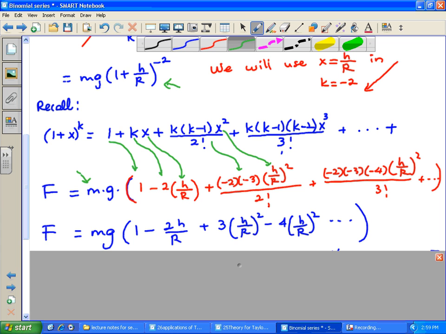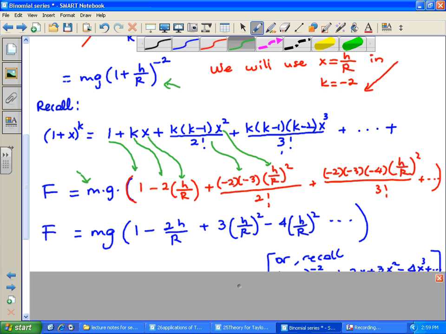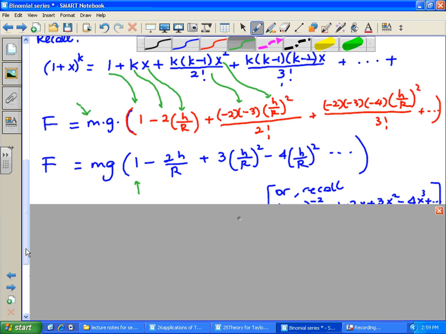And take a look at what happens if we only use the first term of the series expansion. What happens is the first term is 1. So what you end up getting is force equals m times g. That's the very familiar formula that we have seen in a typical physics class for force.